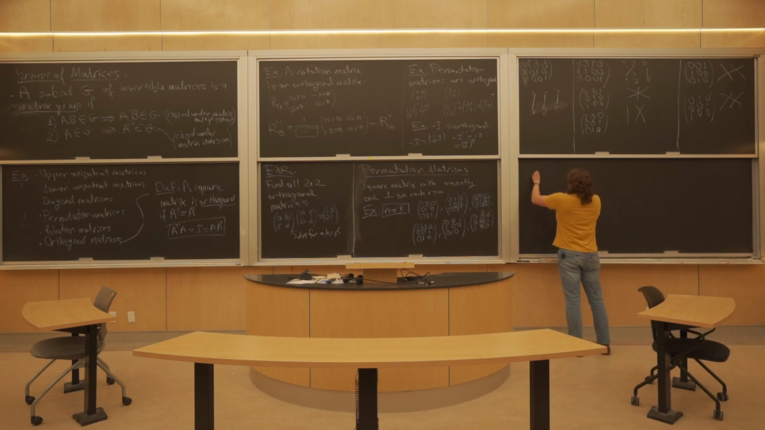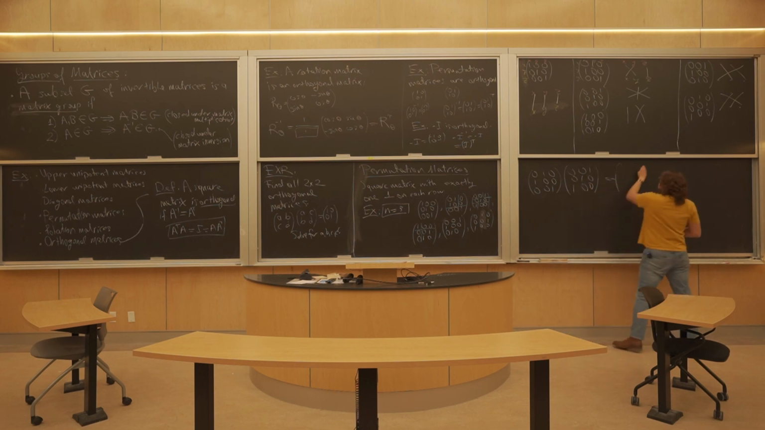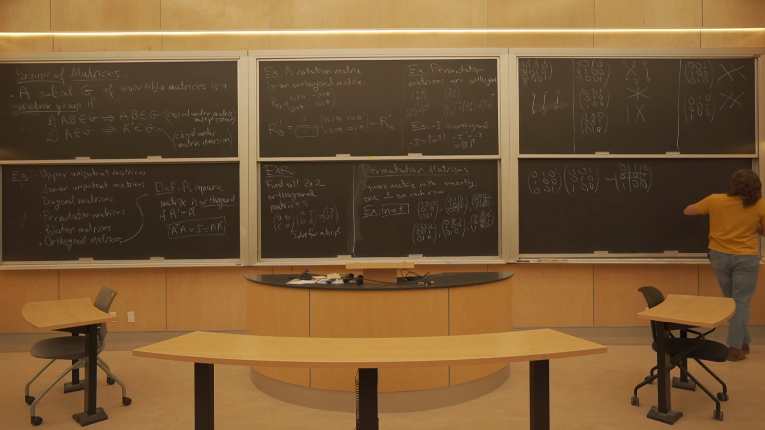So let's just compute it. So let me take 0, 1, 0, 1, 0, 0, 0, 0, 1. And then I'm going to take the second one. 0, 0, 1, 0, 1, 0, 1, 0, 0. Okay? So now let's multiply this. 0, 1, 0, 0, 0, 1, 1, 0, 0. So you see we got this one. Okay?